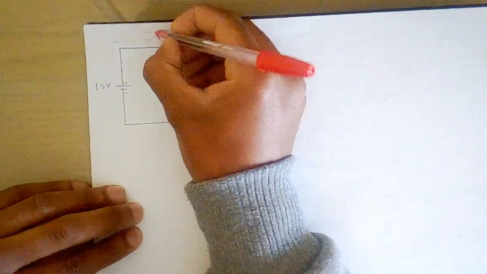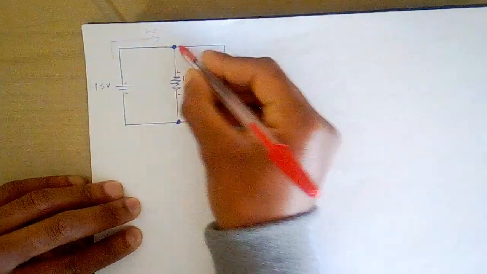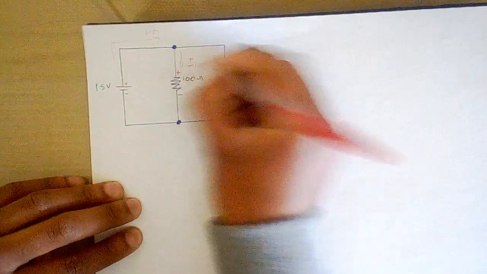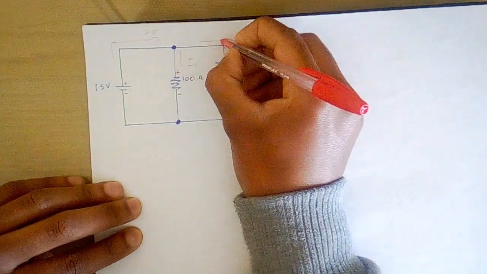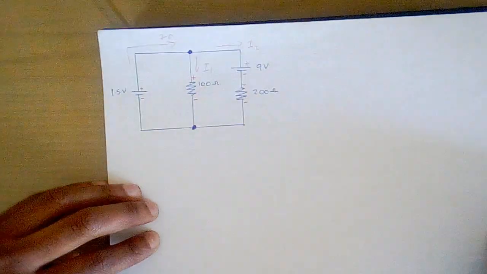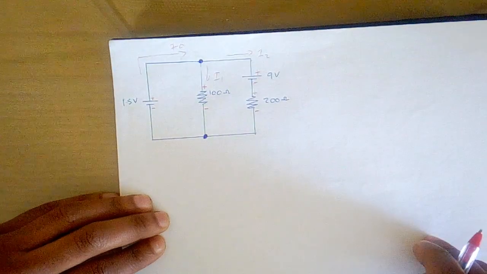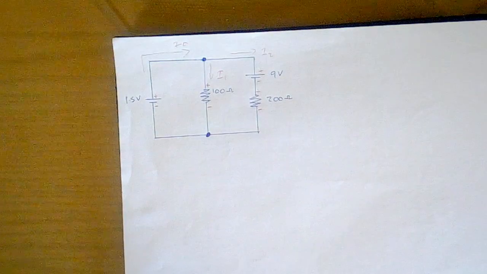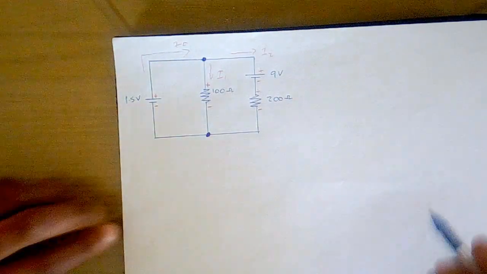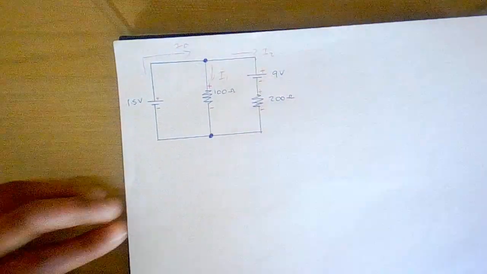This is going to be our I0, and this is going to be our I1, and this is going to be our I2. So since now we are done labeling our current and our polarity, so let's just solve it.